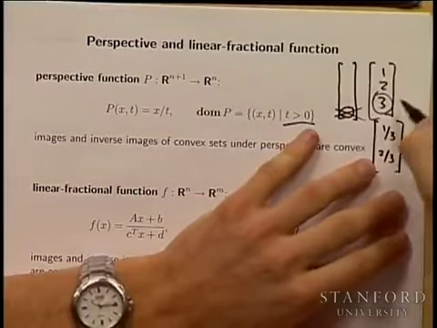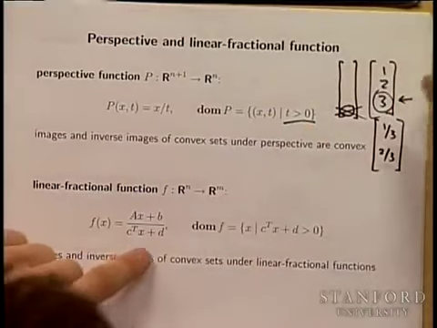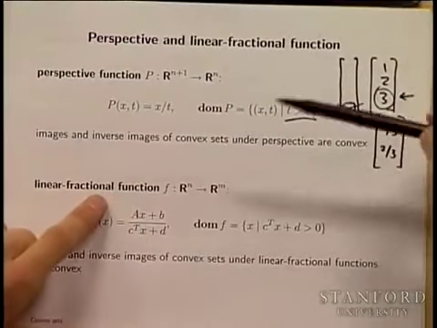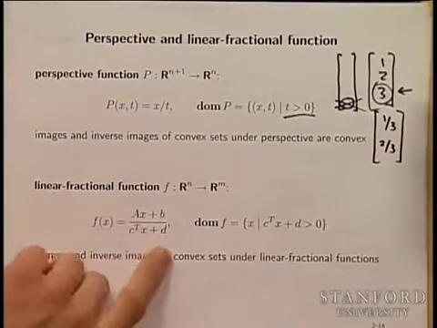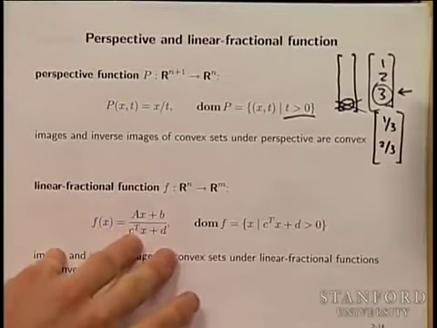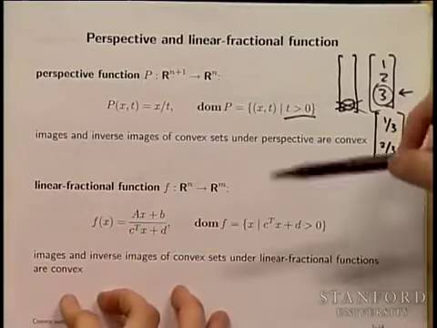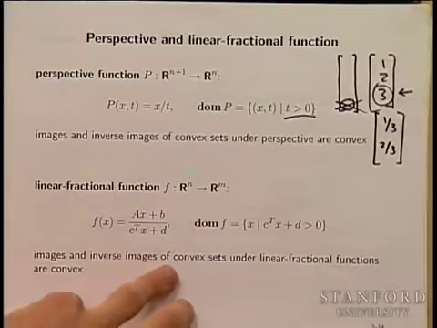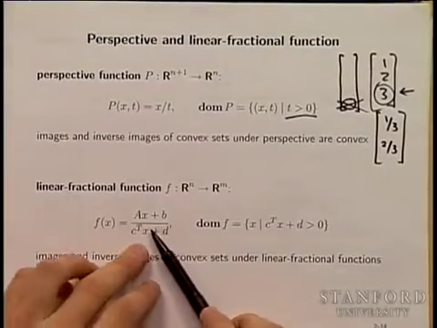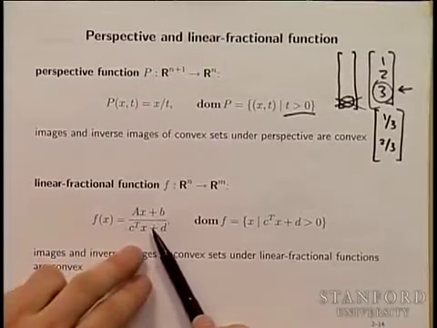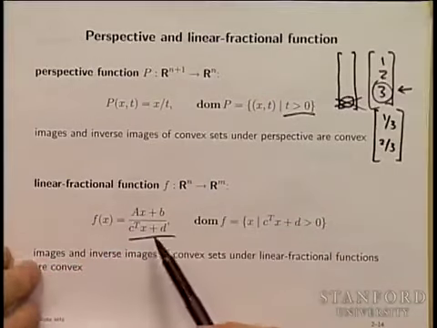And there's a domain constraint here that this last entry has to be positive. A generalization of the perspective function is when we have a linear fractional function. So if we have some matrix A, a vector C, vectors B and D, then again, under both the image and the inverse image, the image and inverse images of a convex set under this transformation are themselves convex. And there's a domain constraint on positivity of the denominator here as well.